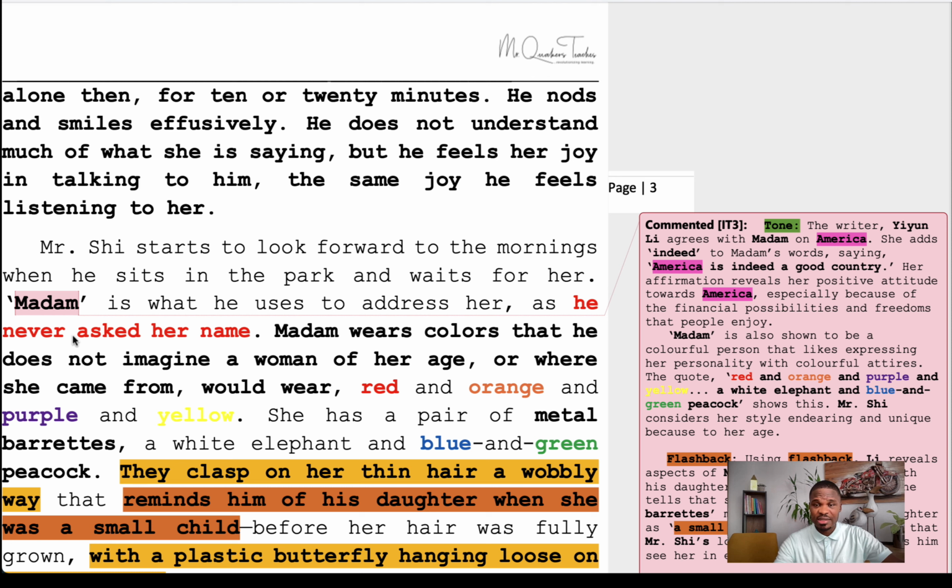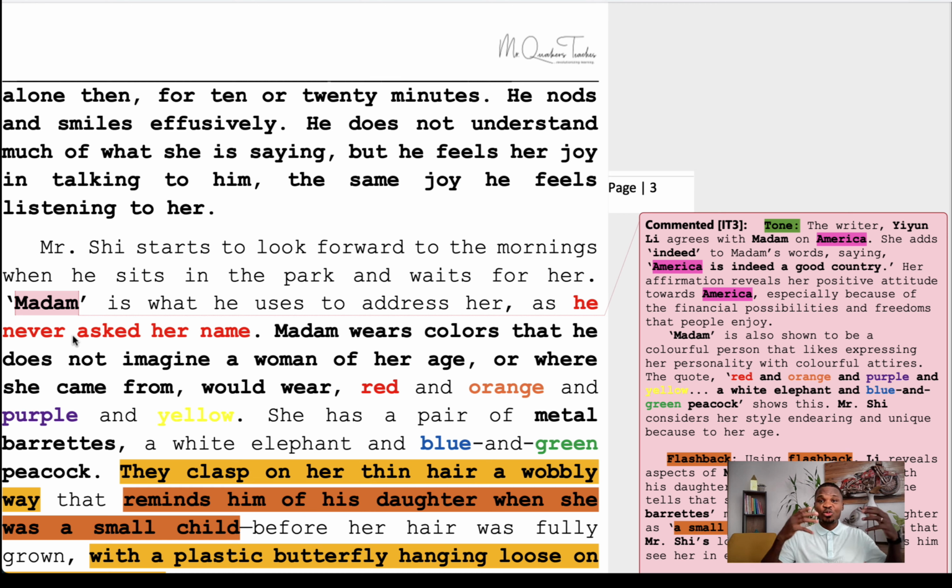So this tells us that Mr. Chi longs to have this morning ritual of meeting Madame in the park. It's something that he looks forward to. Then we are told that "Madame" is what he uses to address her, as he never asks her name. So that's the point I made earlier, that he never asks her name.